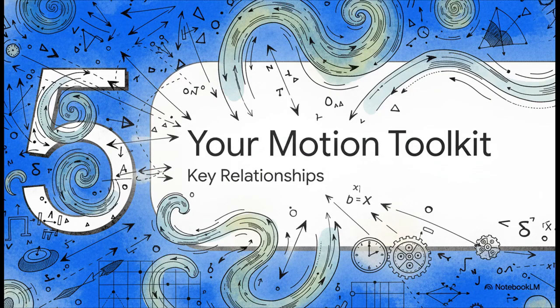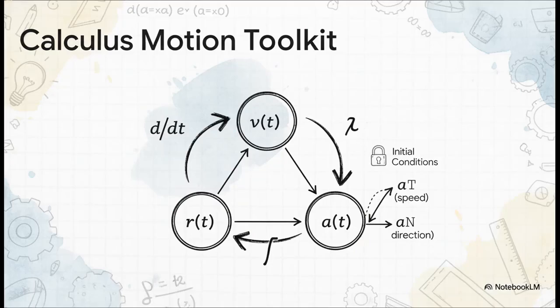Whoa! We have covered a ton of ground. So let's take a step back, zoom out, and put everything we've just learned together into one cohesive, powerful toolkit for looking at motion. And here it is. This is your toolkit. Everything starts with position, r of t. You differentiate to go forward to velocity and then to acceleration. You integrate to go backwards. But you always have to remember you need those initial conditions to pin down the constants. And finally, never forget that acceleration has two distinct jobs. It changes speed and it changes direction.